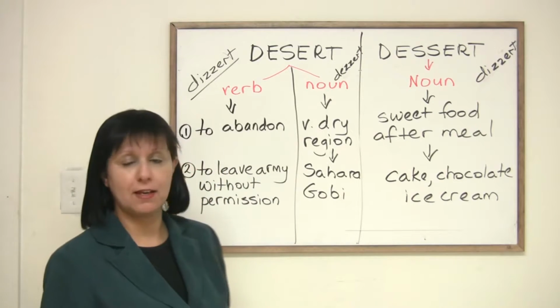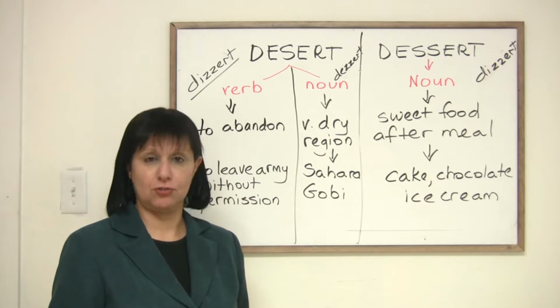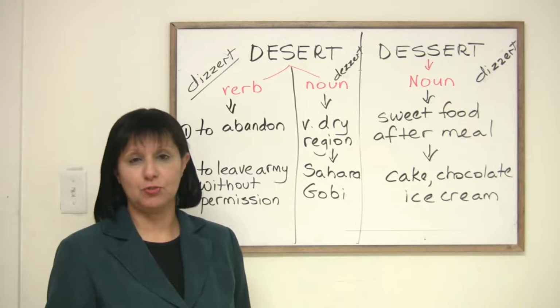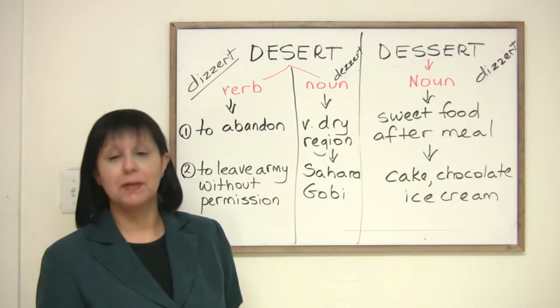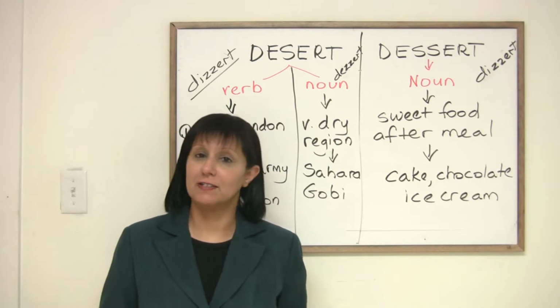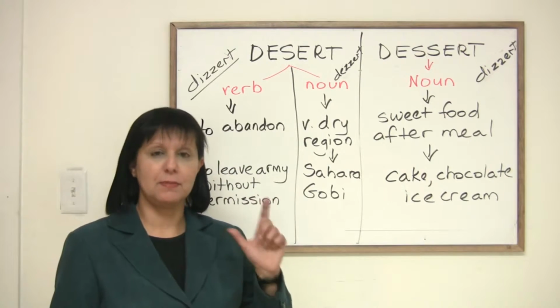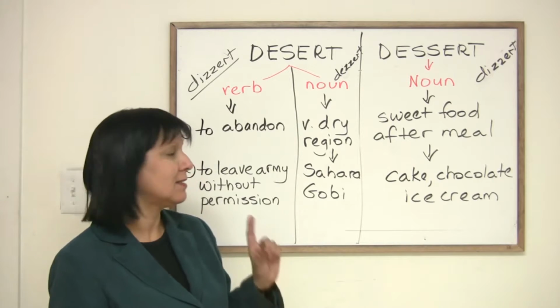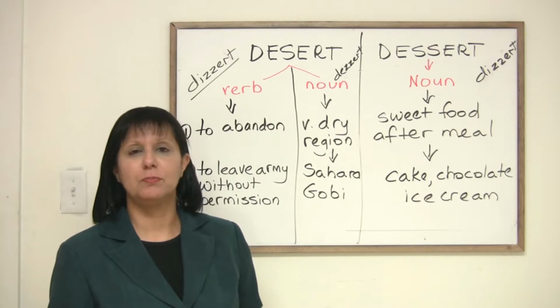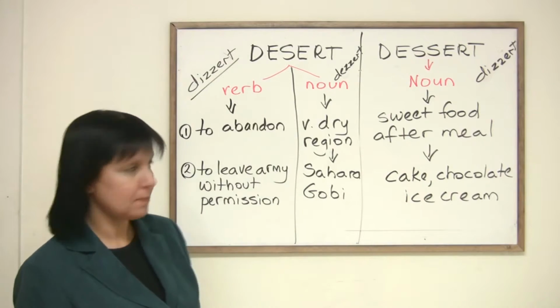So make sure next time when you ask someone after the meal, would you like some dessert? Not would you like some desert, but would you like some dessert? This is especially true for our Indian viewers and Indian friends. I've noticed that they tend to make this little mistake in the pronunciation, so do be careful of that. So that's for the noun.